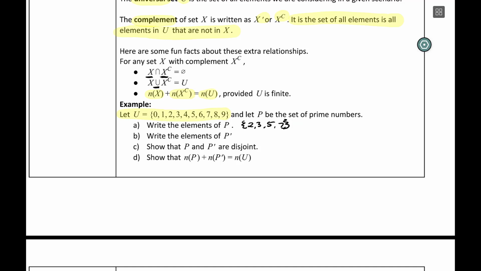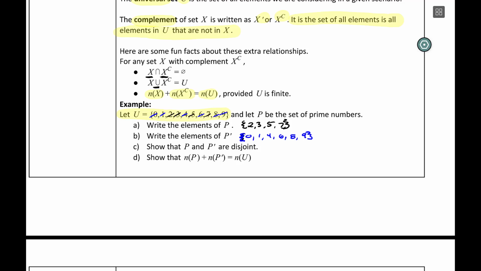Now, let's write down the elements of P prime. Prime complement, if we wanted to think about it in that light. Those elements would be everything that is not one of these. So we've already accounted for 2, 3, 5, 7. Now, this set is going to be everything else: 0, 1, 4, 6, 8, 9. We call these numbers composite numbers because they're not prime, which means we can get these numbers by multiplying at least 2 other numbers.